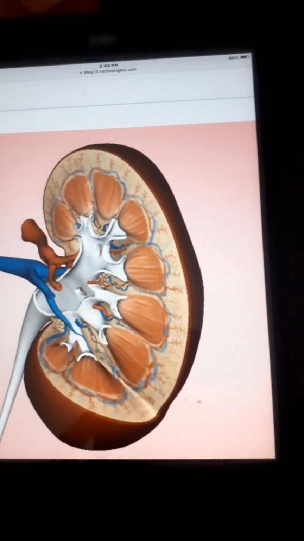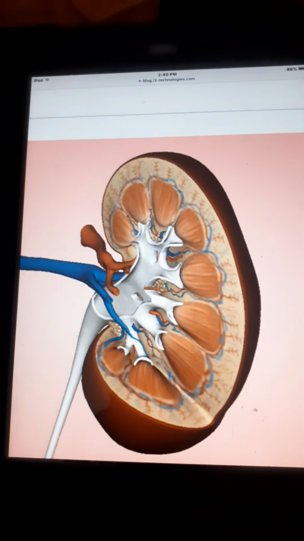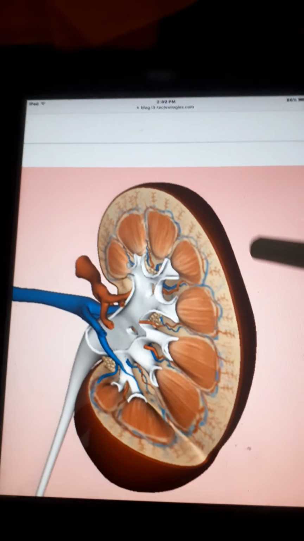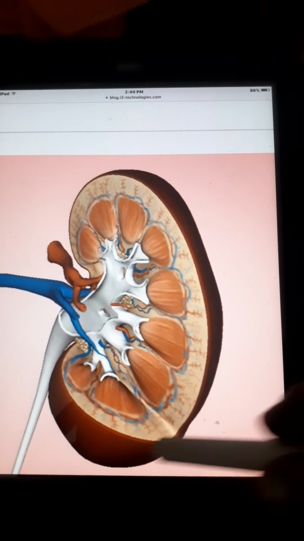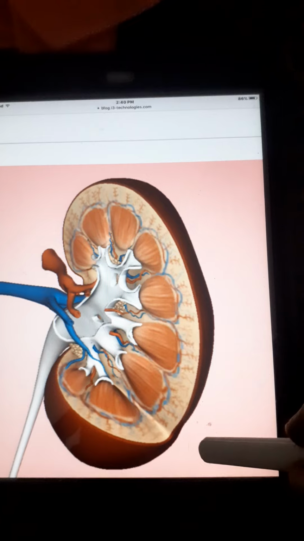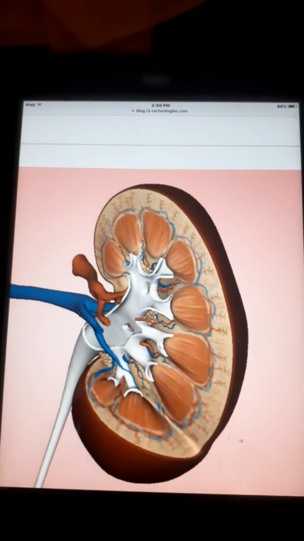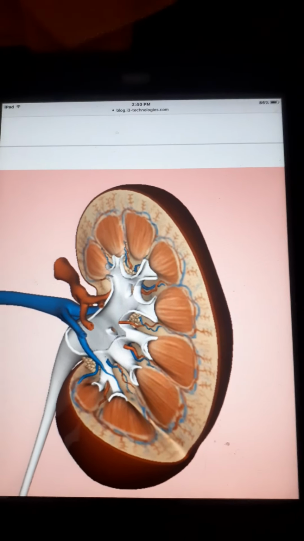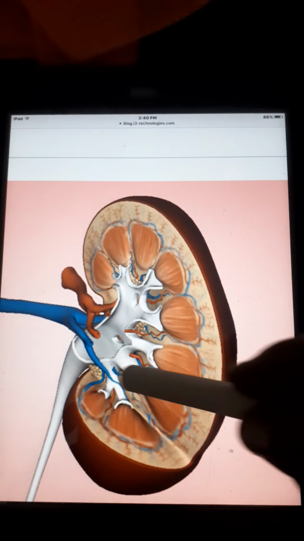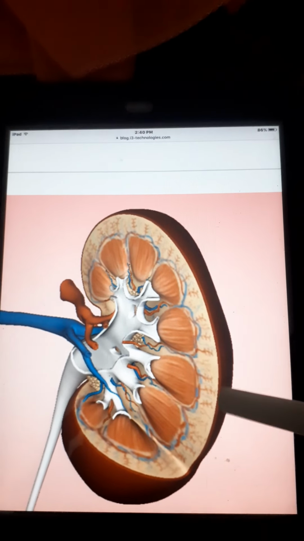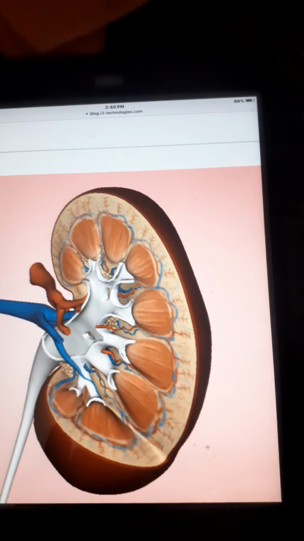So the kidney is 10 centimeters in length, 5 to 6 centimeters in breadth, and 4 to 5 centimeters in thickness. So the length, the breadth and the thickness of the kidney we have seen.